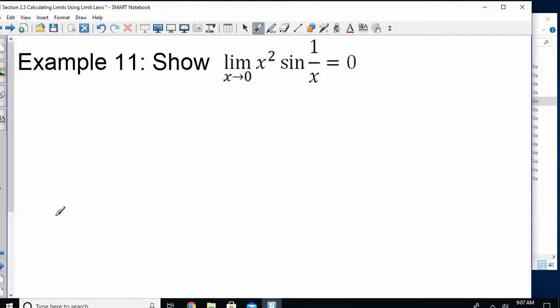Definitely can't apply any limit laws to this, can we? Do we even have any limit laws applying to trig functions? No. So we have to start from the ground up. I see a sine. What do you know about sine? What does it always fall between? Think about the graph of sine or the answers we get out on the unit circle.